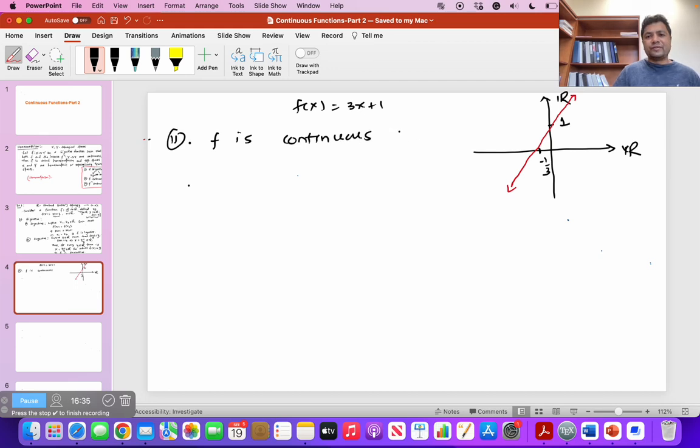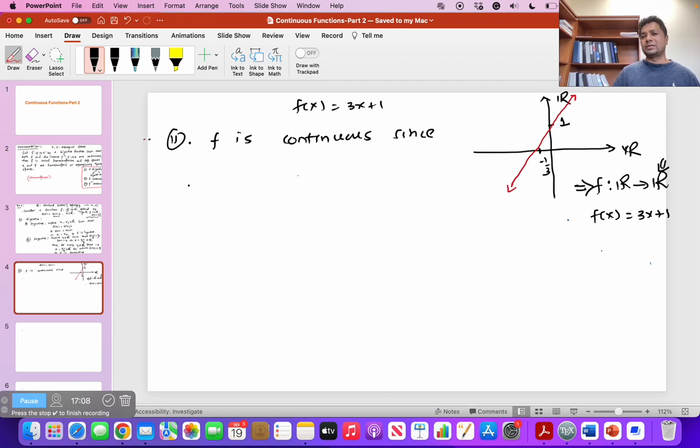Our function f is continuous since, so remember, our function is from the set of real numbers to the set of real numbers with the standard topology. And the function is defined by the relation f of x equals 3x plus 1. And we know that this function is continuous if the inverse image of each basis element for the standard topology on R is open in R.